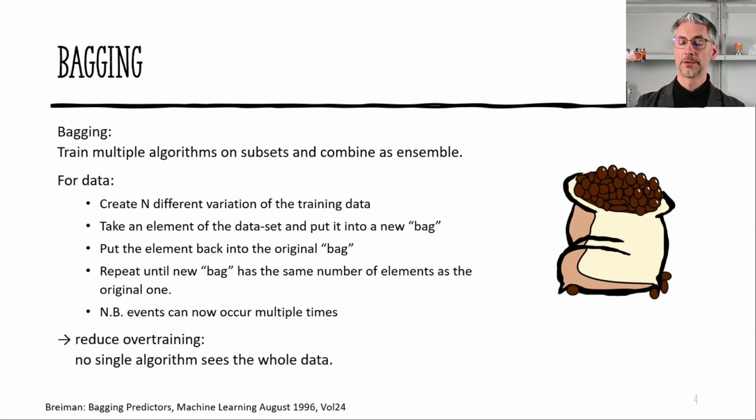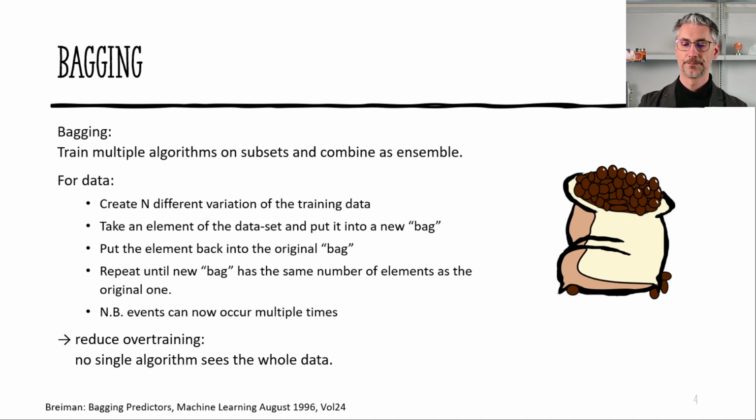One approach we can follow is so-called bagging. There we train multiple algorithms on subsets and combine them as an ensemble. We can use this for data. For example, we create n different variations of the training data set and take an element from the data set and put it into a new bag. And we put the element back into the original bag and we repeat until we have the same number of elements in those two bags. That means, of course, that now each element can occur multiple times in the new bag.